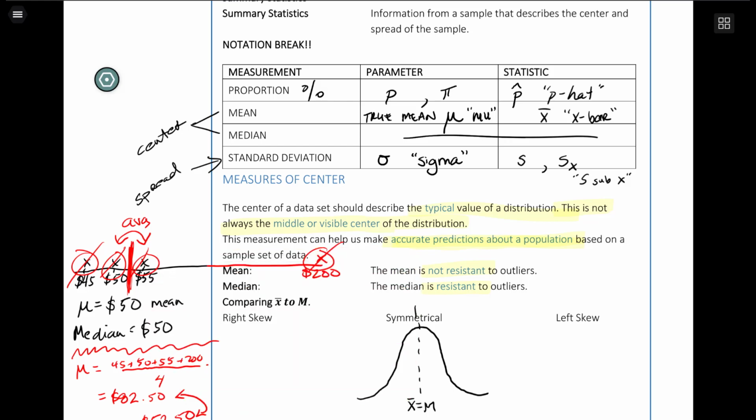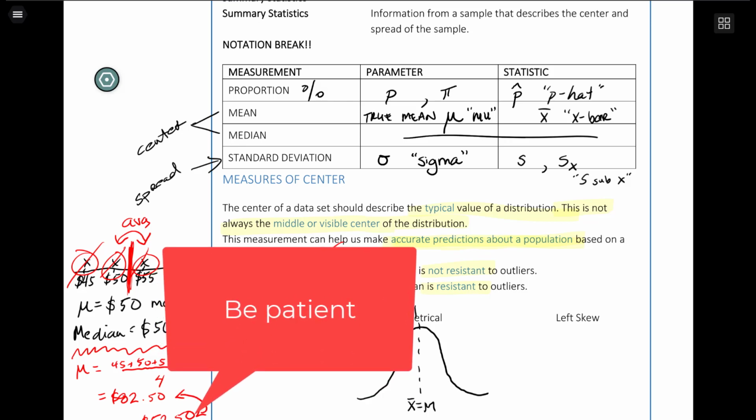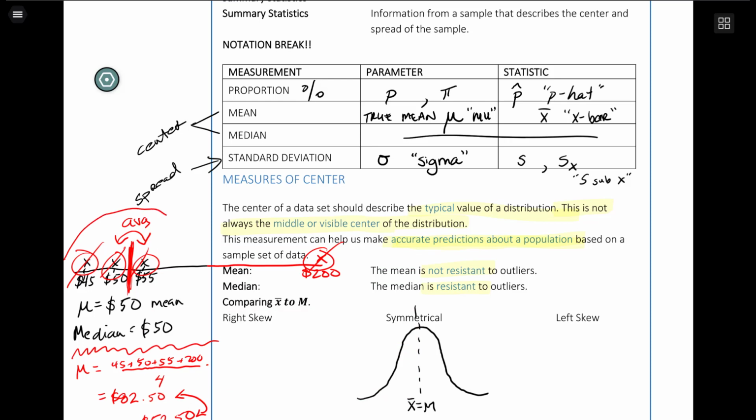Okay? So if we have a mean of $82.50 or a median of $52.50, notice the disparity in our two measurements of center. Which is the more reliable predictor here? Which is the more accurate predictor of what's your typical pair of shoes? And in this case, the median is by far a better predictor of what is a true typical pair of shoes in my closet.